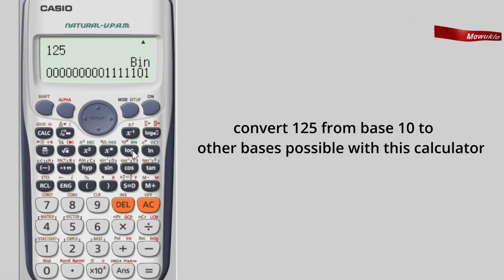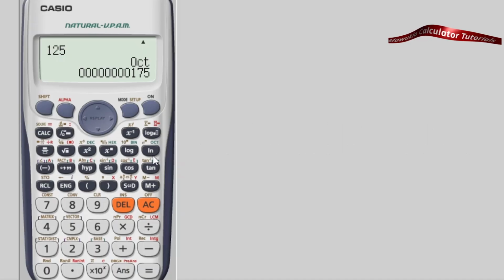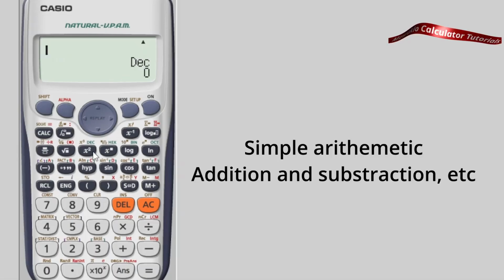If I want to convert the same digits from binary to octal or hexadecimal, what I need to do is to press this. So I have it in hexadecimal. If I want to convert it from hexadecimal to octal, I have my result in octal, that's base 8. So that's how conversion is done in number base system using the Casio FX991ES natural display calculator.